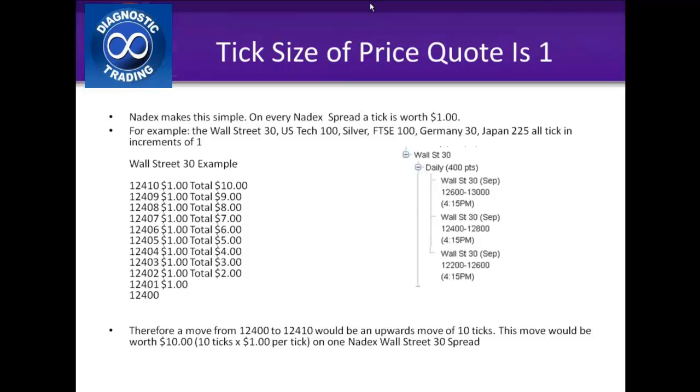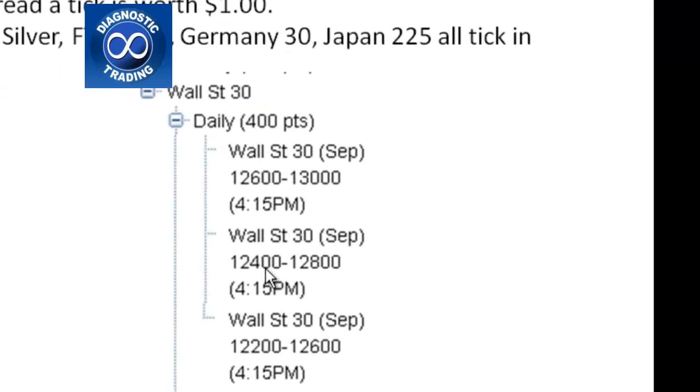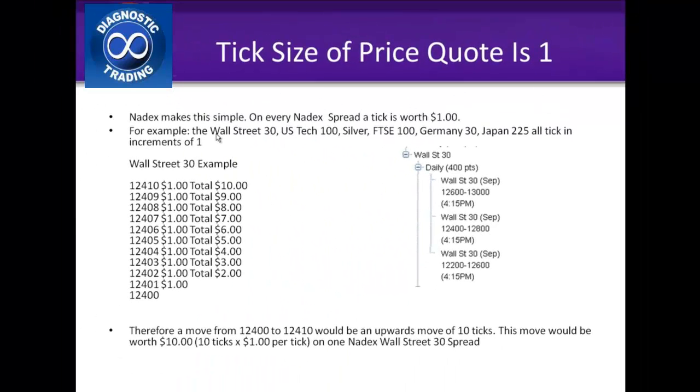Now let's actually take a look at an example so you can see how easy this really is. And this is actually a screenshot capture from the Nadex platform. And one thing you'll notice is, see how it says 12,600 to 13,000? There's no decimal points. So the last place right there would be a 1, not a 0.01, not a 0.1, not 0.001. It's just 1.